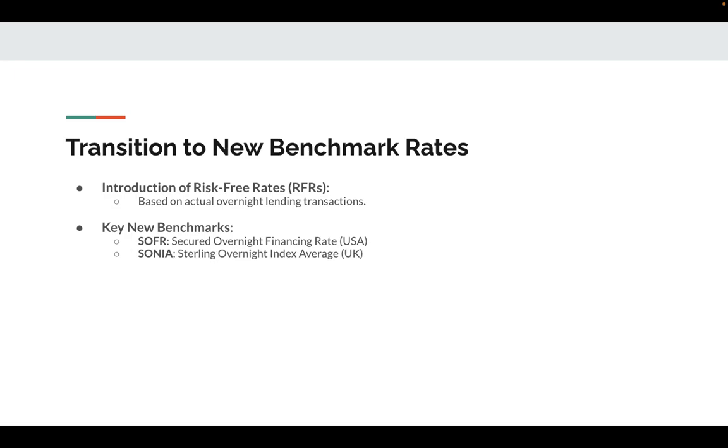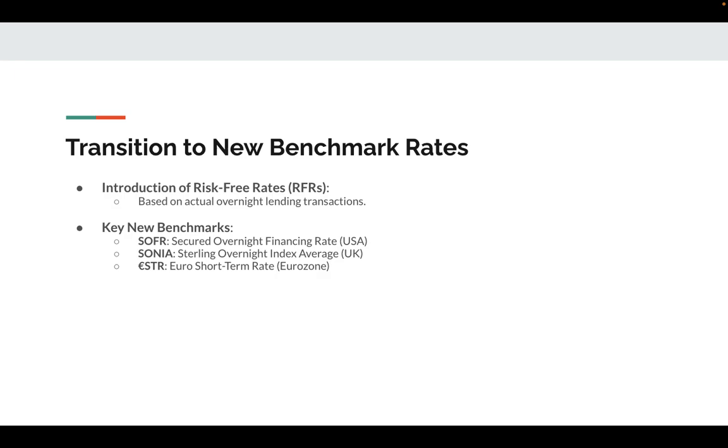Then we have SONIA, the Sterling Overnight Index Average. This is used in the UK. It also reflects overnight transactions, but this is based on unsecured transactions. It was broadened to include a wider range of transactions for greater accuracy. Then we have the Euro STR, the Euro Short-Term Rate, which is used in the Eurozone. It is based on wholesale euro unsecured overnight borrowing costs, and it provides consistent measures across the euro area.